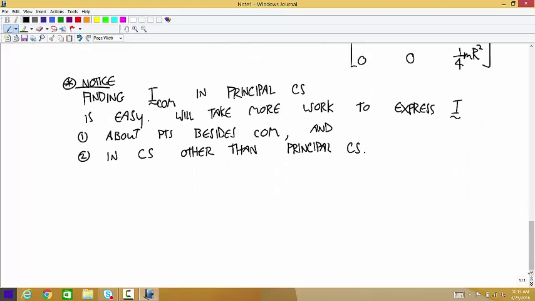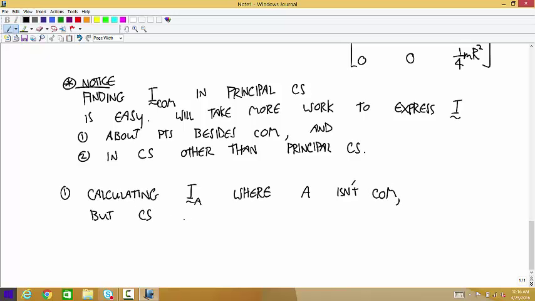Okay, so the first one of these that we're going to talk about is how to calculate the mass moment of inertia. So first, calculating the mass moment of inertia about a point A where A isn't the center of mass, but the coordinate system axes are still principal.